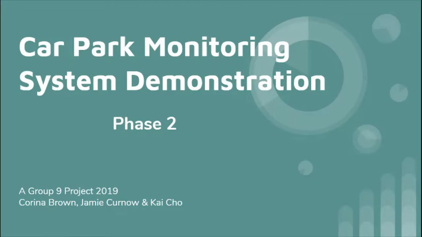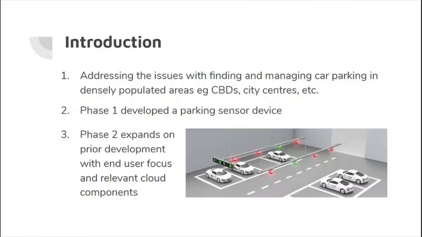Today we'll show you the development of phase 2 of our little project. So we've identified issues with finding and managing car parks, particularly in densely populated areas such as CBDs and city centres. Phase 1 of our project looked at developing a sensor that would recognise if a car park was occupied or not, and then it would take a photo and upload it to a bucket. Phase 2 then expands this further and introduces a GUI for the end user so that we can get some interaction, and to do this we employed some relevant cloud components.